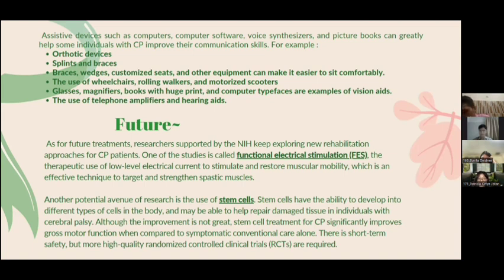Another potential avenue of research is the use of stem cells. Stem cells have the ability to develop into different types of cells in the body and may be able to help repair damaged tissue in individuals with cerebral palsy. Although the improvement is not great, stem cell treatment for CP significantly improves gross motor function when compared to symptomatic conventional care alone. This is short-term safety, but more high-quality randomized controlled clinical trials are required.